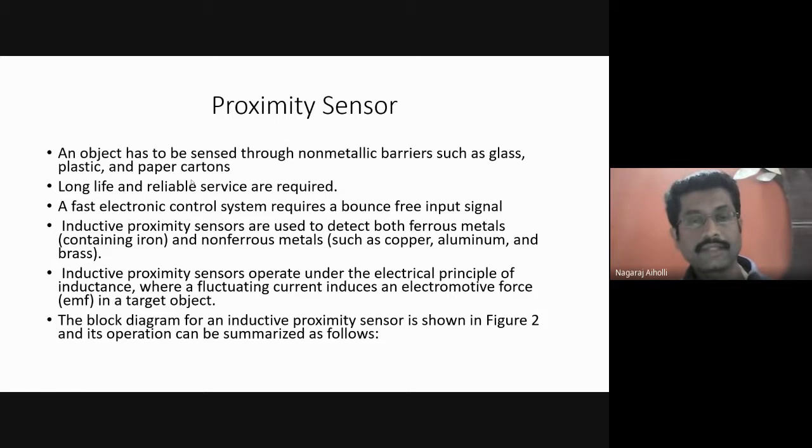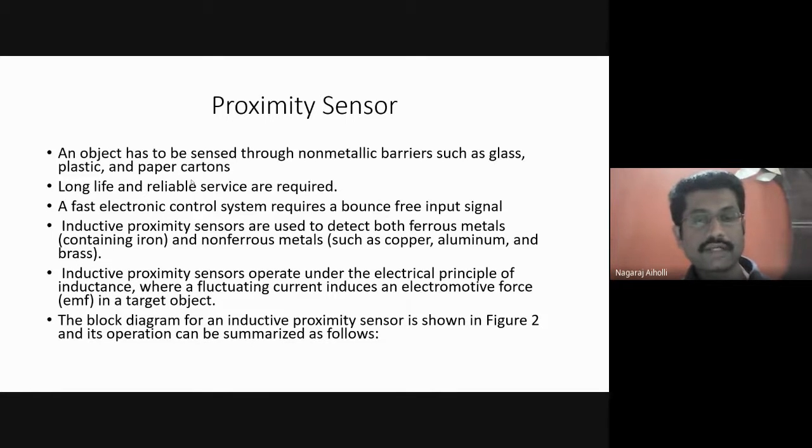That is, there is a passing of alternating current, AC current, and because of this it gets magnetized. Whenever any target object is brought nearer, it will experience certain force, and thus the signals are reverted back or received back by the inductive proximity sensor. It will detect this signal and say whether the object is present or not present.